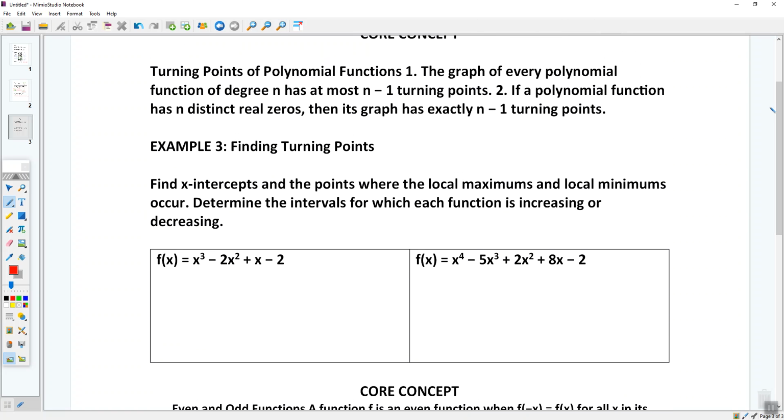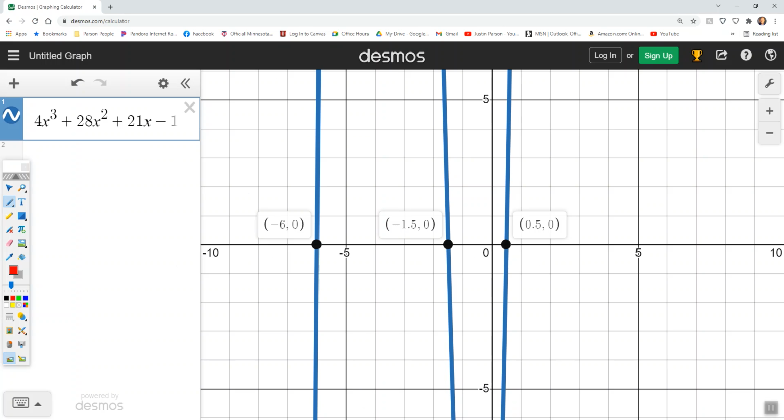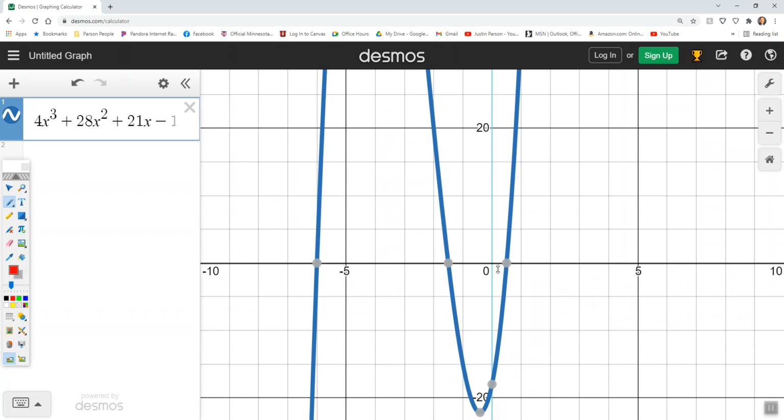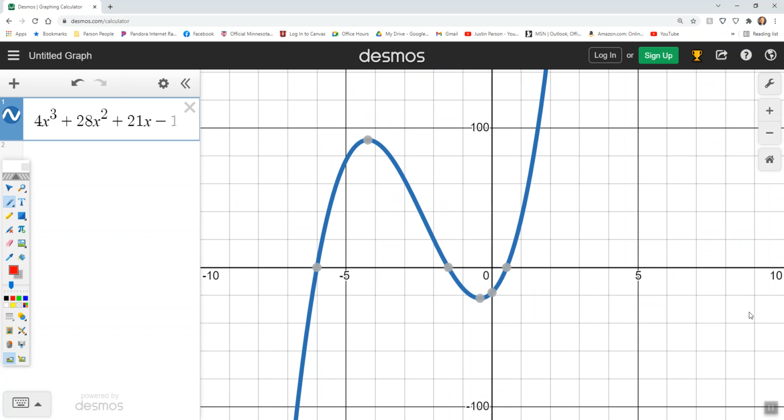if a polynomial function has n distinct real zeros, so like the last one we looked at had how many zeros? If you have 3 for sure real zeros, then its graph has exactly n minus 1 turning points. So if I look back at that graph right there, it had how many real zeros? 3 of them, which means that it definitely has how many turning points then? Does this appear to have 2 turning points, kids? So here's the deal. I have a function with 7 real zeros. It must have how many turning points? 6. Okay? All right, so let's take a look at what's going on here.